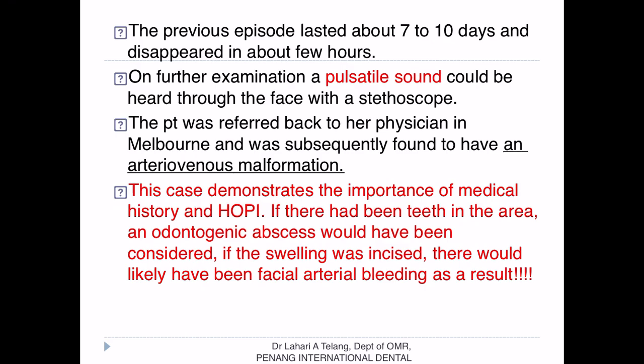This case demonstrates the importance of medical history and HOPI. If there had been a tooth in the area, an odontogenic abscess would have been considered. If the swelling was incised, there would likely have been facial arterial bleeding as a result. And that's a disaster because you would have uncontrolled bleeding and could lead to an emergency.